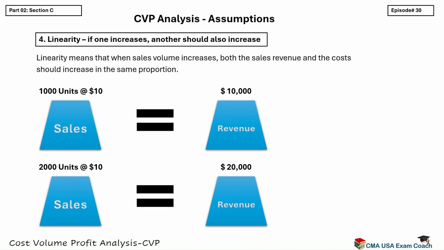So, to summarize, linearity assumes a straight-line relationship. When sales go up, revenue and costs go up in the same ratio. The selling price per unit and variable cost per unit stay constant, no matter how many units we sell. This makes CVP analysis easier to work with and helps us draw clearer insights.